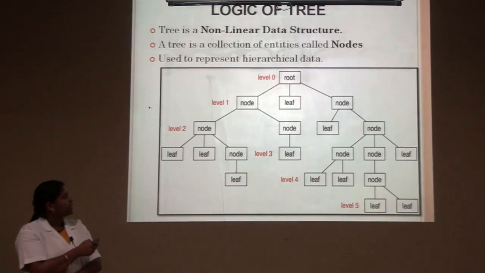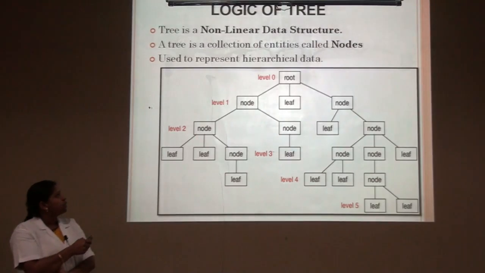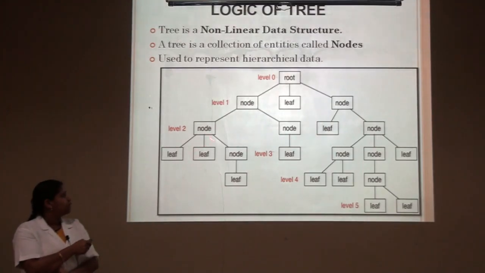See, look at this picture. Here some of the nodes are arranged in a hierarchical fashion. This structure is an example of a tree data structure. The nodes are arranged level by level: level 0, level 1, level 2. The topmost node is called the root node, and some of the nodes are represented as leaves and some are represented as nodes.